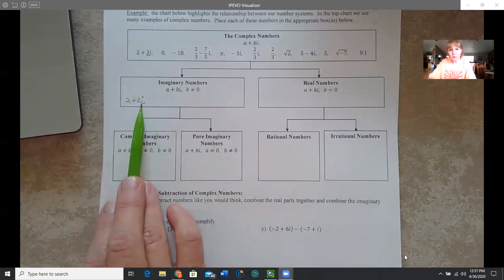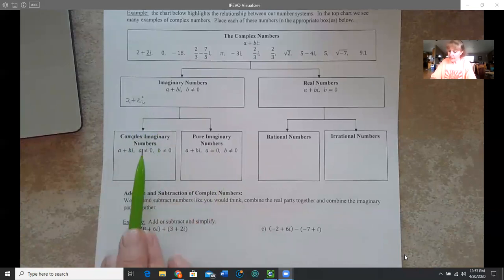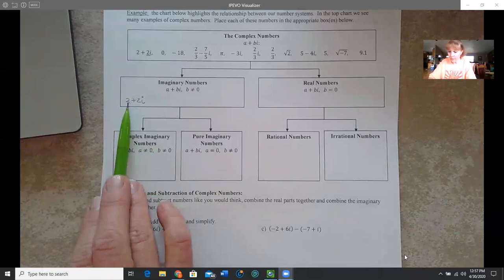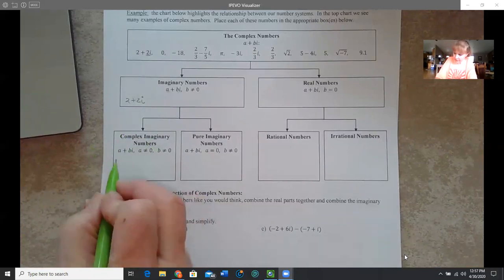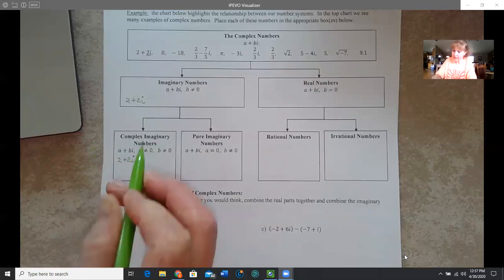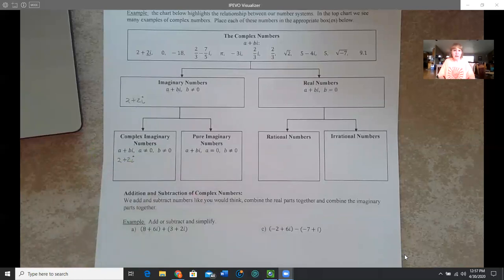This is not a pure imaginary. This is a complex number, a complex number that includes both the real and the imaginary. So this one belongs here. It's a complex number, a complex imaginary number.